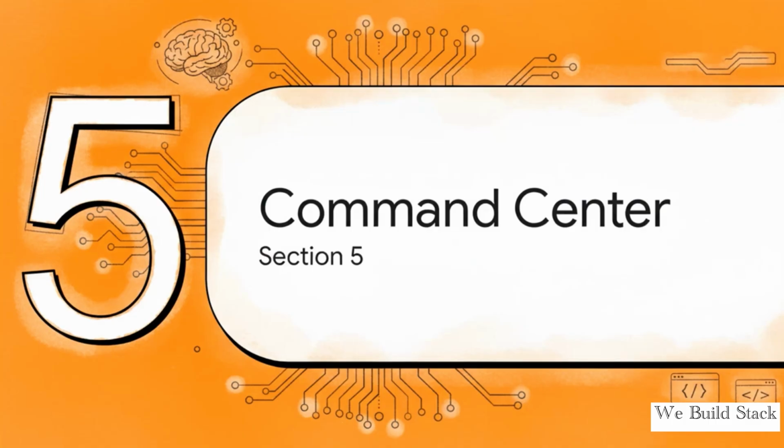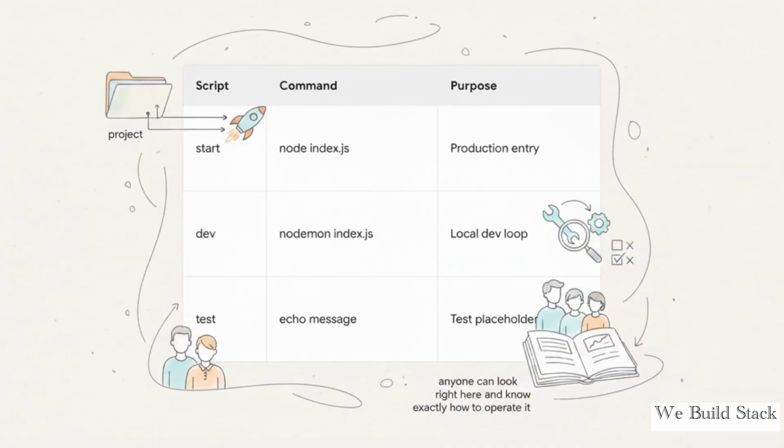All right, let's jump to Section 5, your project's command center. Let's take a look at how this all ties into the brain of our operations. The scripts section inside your package.json, that is essentially the public interface of your project. It explicitly lays out how anyone can start the app for production, how to spin it up locally for development using Nodemon, or how to run the test suite. Anyone jumping into your codebase can glance right here and instantly know how to drive the car.